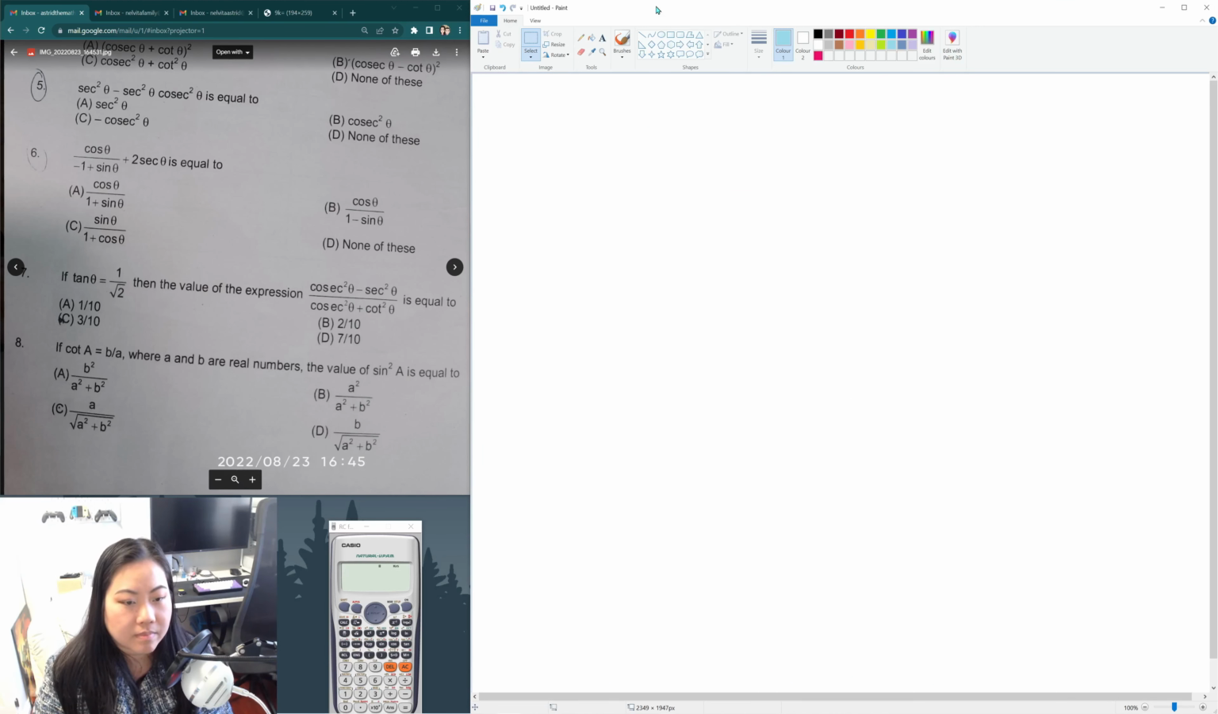Question 8. Cot of angle A is equal to B on A, where A and B are real numbers. The value of sine squared A is equal to which one? So again, this looks like a triangular type of question. I mean, every trig is a triangular type of question, but this one, you have to actually draw it out.